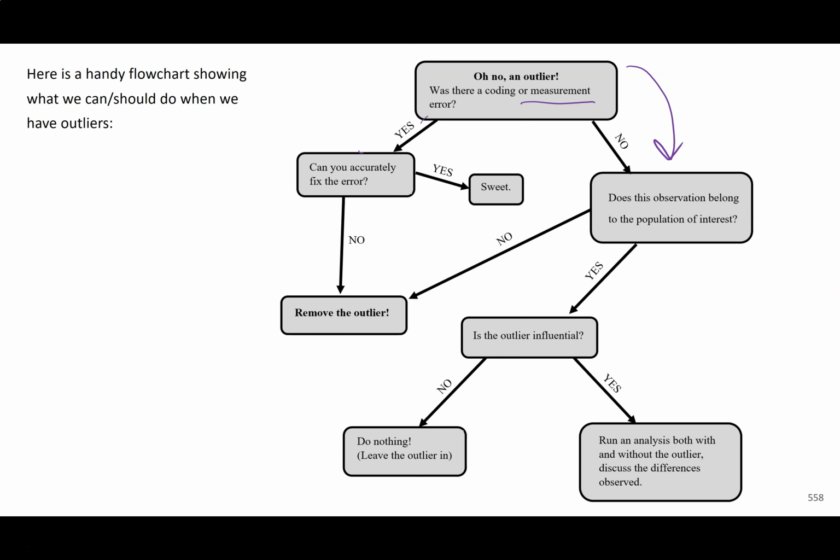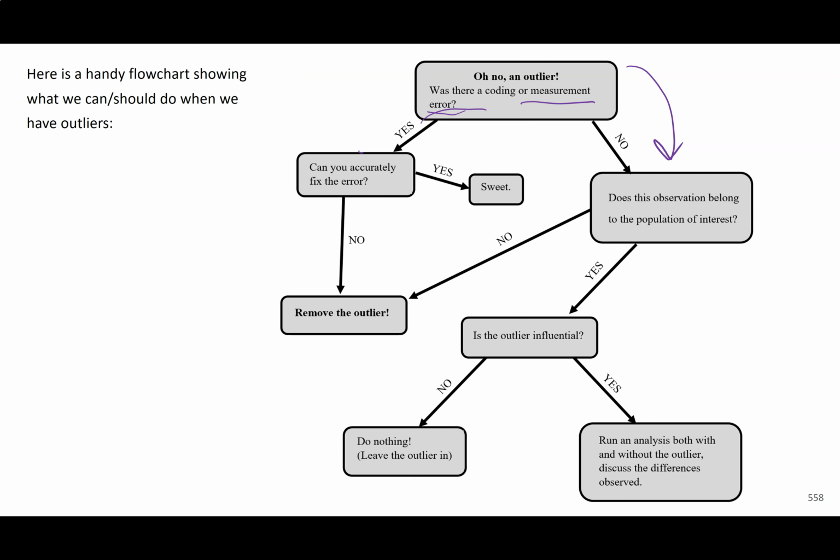Versus, oh no, an outlier, was it a coding or measurement error? So this could be that maybe they sent out a different person to record measurements one day, and they used the wrong tape measure. Or one thing I saw is there was a data set where everything was measured in millimeters or centimeters, and then one day one of the researchers went out and recorded things in inches. We were able to fix that, but we needed to figure out what the heck happened because the data looked really weird.